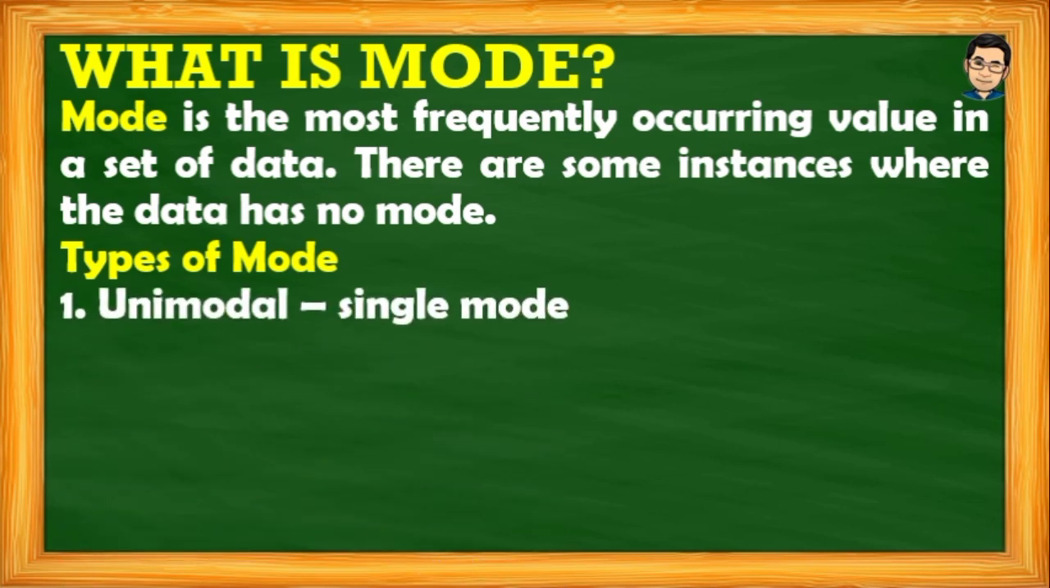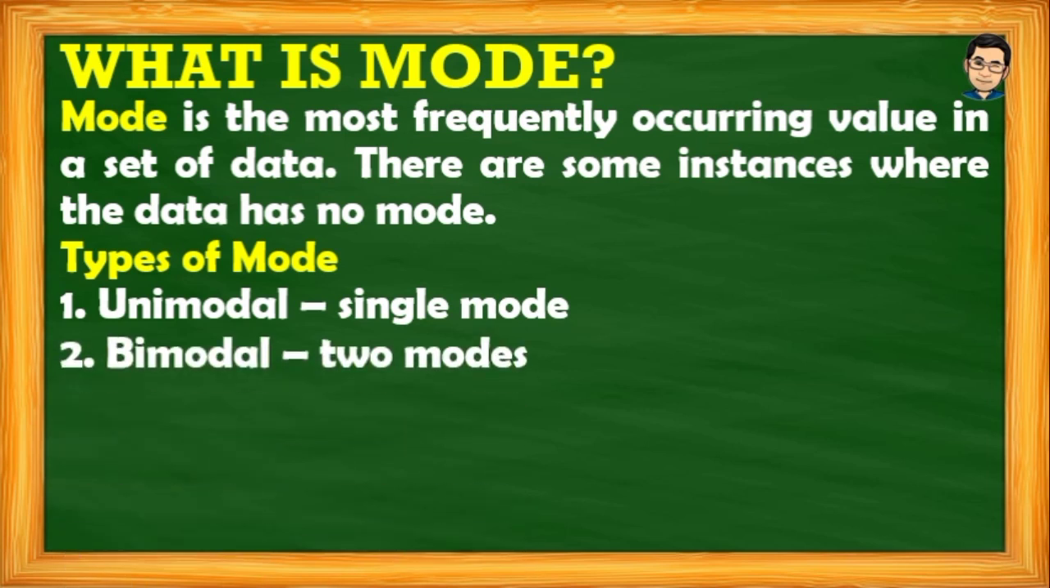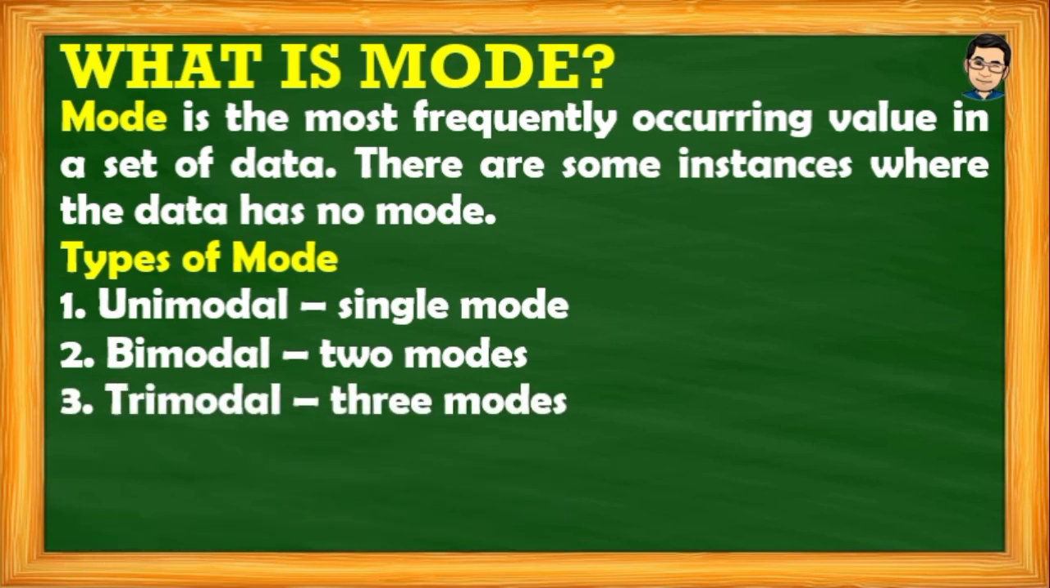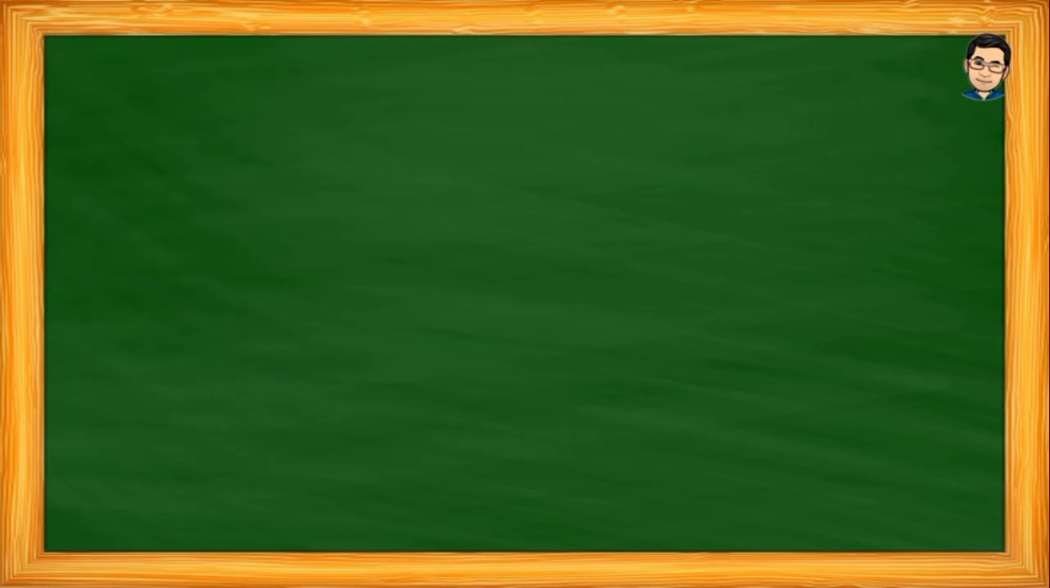Depending on our data. First, unimodal, single mode. This means we see only one most frequently occurring value in the data. When there are two modes, that is bimodal. When three, we have trimodal. And more than three modes, four or more, is multimodal. And of course, when there is none, that is no mode. So, let us have an example.